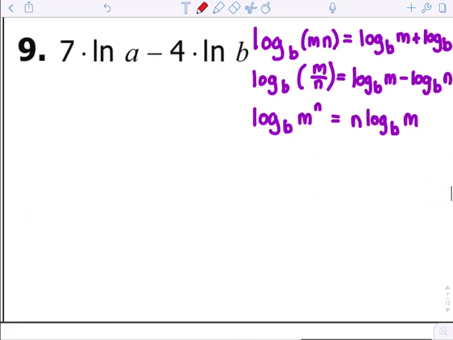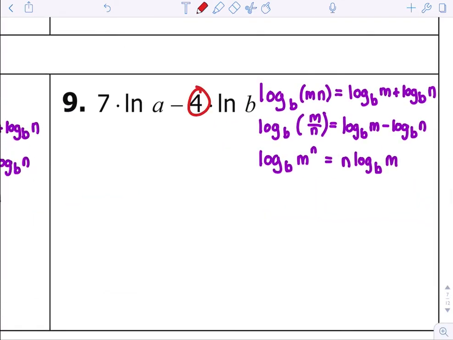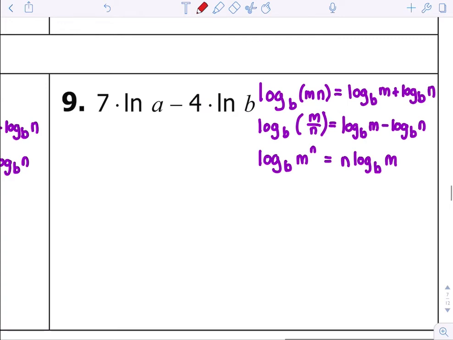All right, over here, I'm noticing there's coefficients in front of the natural logs, so that means we need to use the power rule and put them as powers. So ln of a to the 7th minus ln of b to the 4th. And now we have natural log, and a minus sign in between, so we go from here to there using quotient rule. So we're going to have natural log of a to the 7th over b to the 4th.